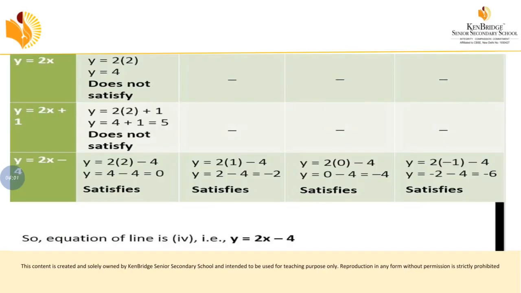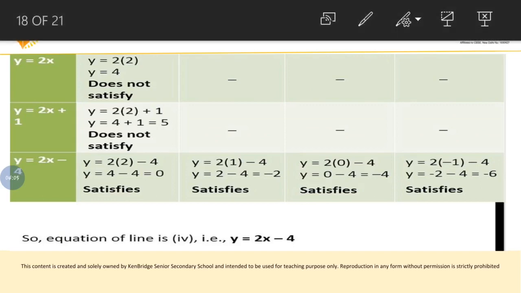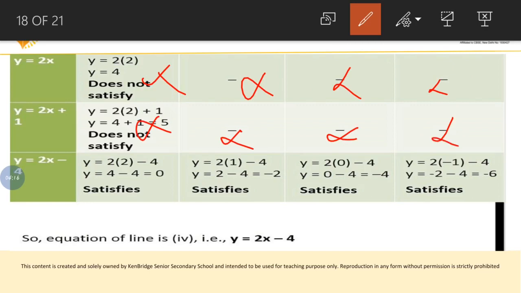So the next choice is y is equal to 2x, also not satisfied by all 4 points. And the next one, y is equal to 2x plus 1, also not satisfied by all 4 points. But the last choice, that is y is equal to 2x minus 4, satisfies the condition in all 4 points. So definitely that will be the line of equation. Understand? y is equal to 2x minus 4 will be the line of equation.